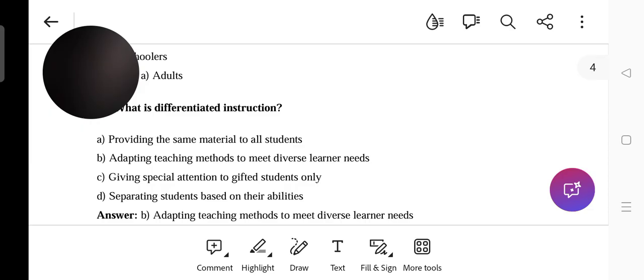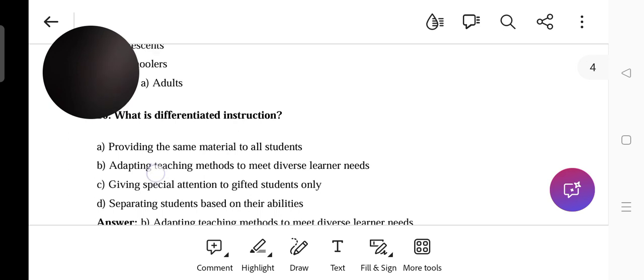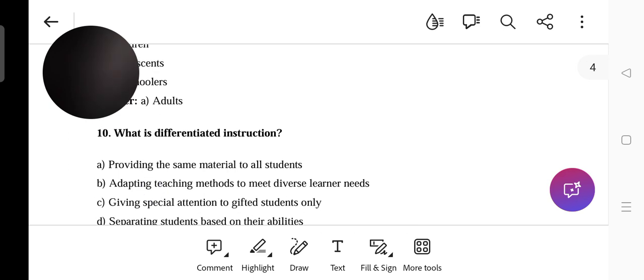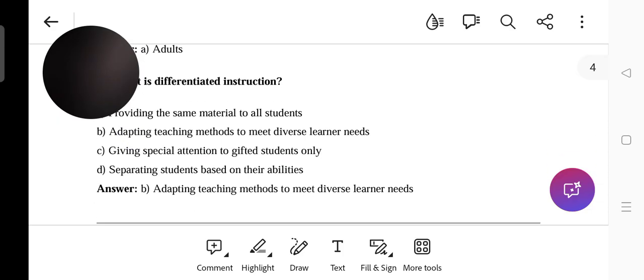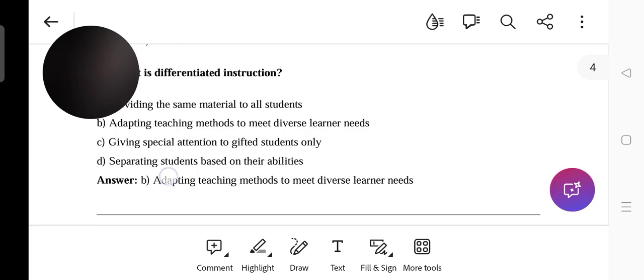So what will be the appropriate answer? The correct answer will be adapting teaching methods to meet diverse learner needs. So differentiated instruction is adapting teaching methods to meet diverse learner needs.